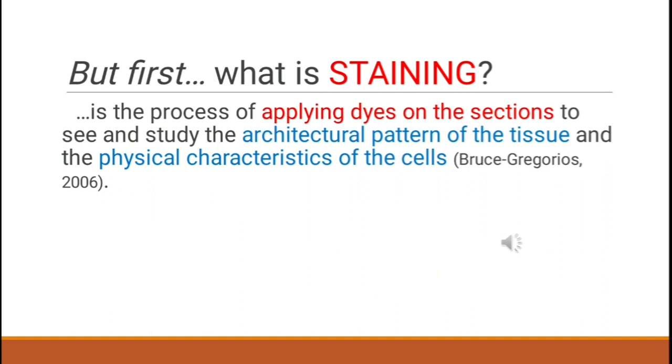Before we will proceed with our lecture proper, let us first define what is staining. According to the book, it is defined as the process of applying dyes on the section to see and study the architectural pattern of the tissue and the physical characteristics of the cell. Staining is possible because different tissues and cells display varying affinities for most dyes and stains used during the process, so that first, they become more visible. Second is that morphologic changes are more easily identified. And lastly, the presence or absence of disease process can be established.